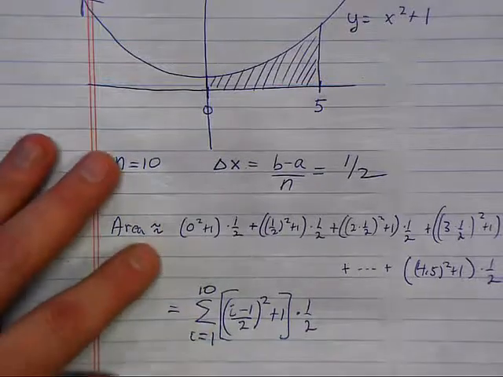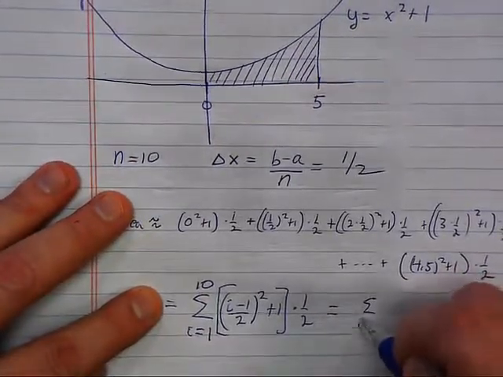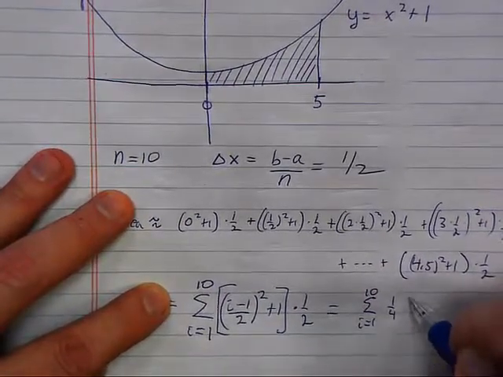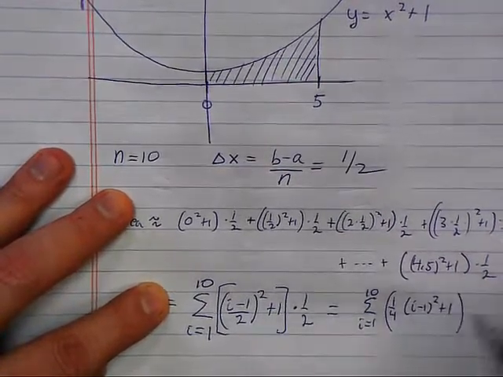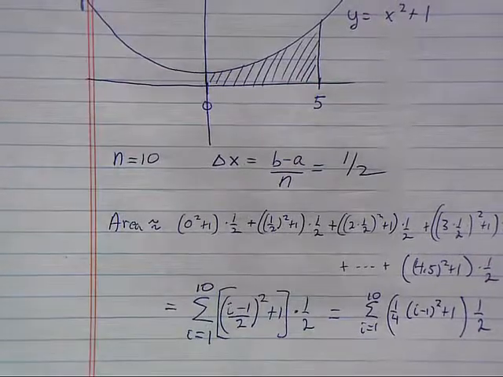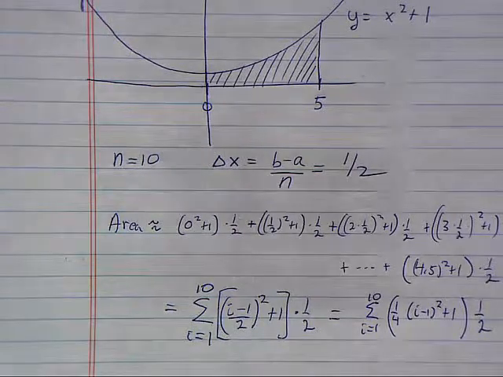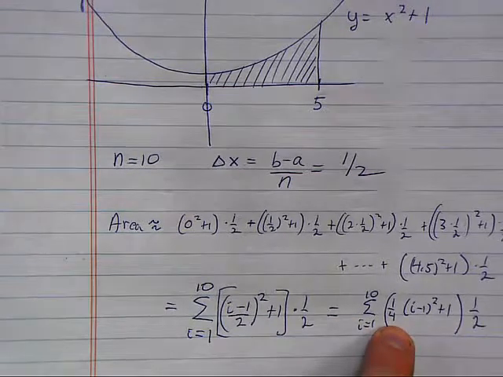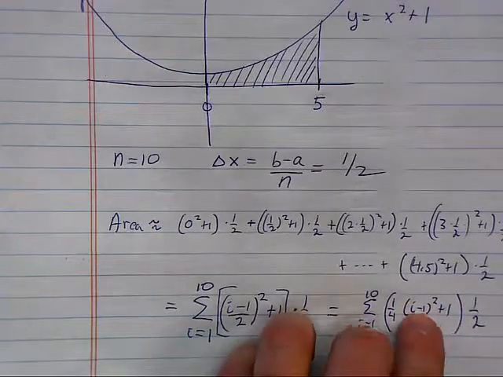Okay, I'm going to do a little algebra. This is the sum from i equals 1 to 10 of 1/4 times (i minus 1) squared plus 1, times 1/2. Tell me what I did there. You broke it up, and squared the bottom and moved it. All I did is I squared the bottom, didn't I? 2 squared is 4, and it stayed on bottom. Now I'm going to take this (i minus 1) squared, and I'm going to FOIL it out.